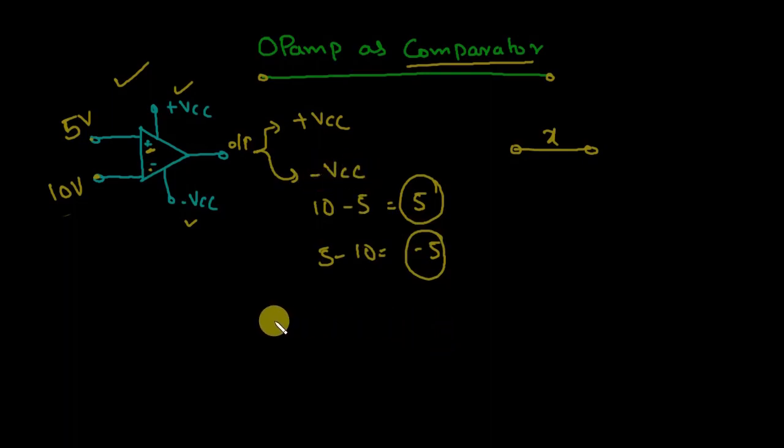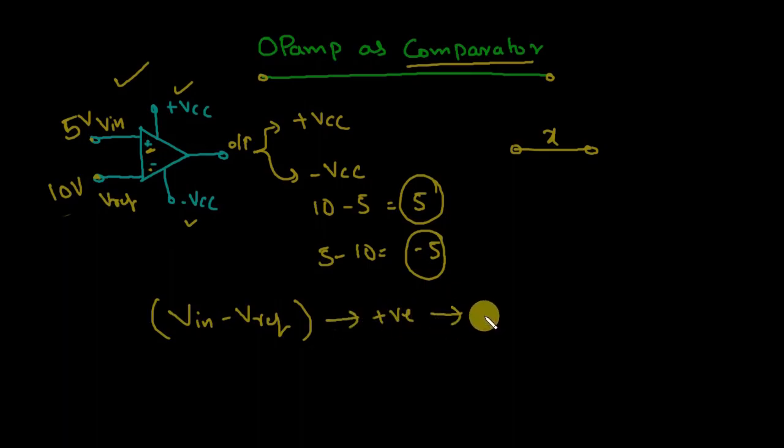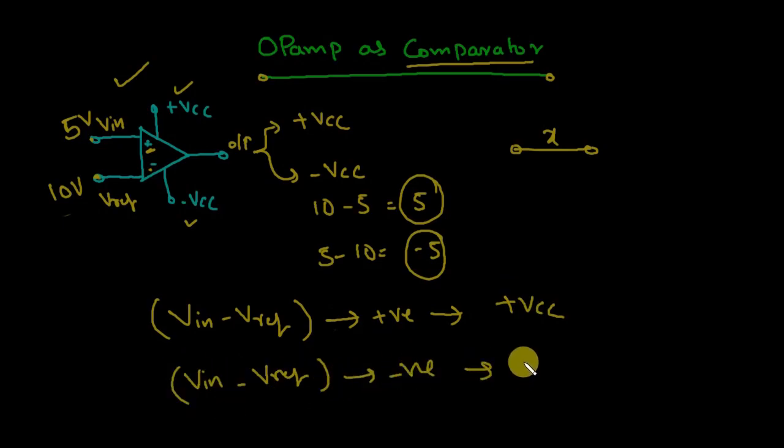In general we can write it like this: here we are attaching the reference and here we are giving the input. So this terminal can be written as V in and this terminal can be written as V reference. Whenever V in minus V reference is positive, the output will be plus VCC. If V in minus V reference is negative, then the output is minus VCC. So this is how a comparator works in an op-amp. Now we'll see the simulation of this.